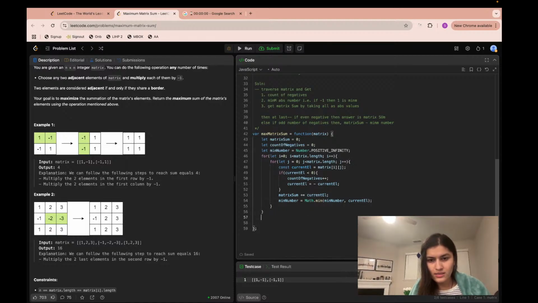Yeah, so at last, if the count of negatives modulo 2 is positive, then return. If it is even, then I can just return the maximum sum, the matrix sum. Otherwise I need to return minus the minimum number, right?